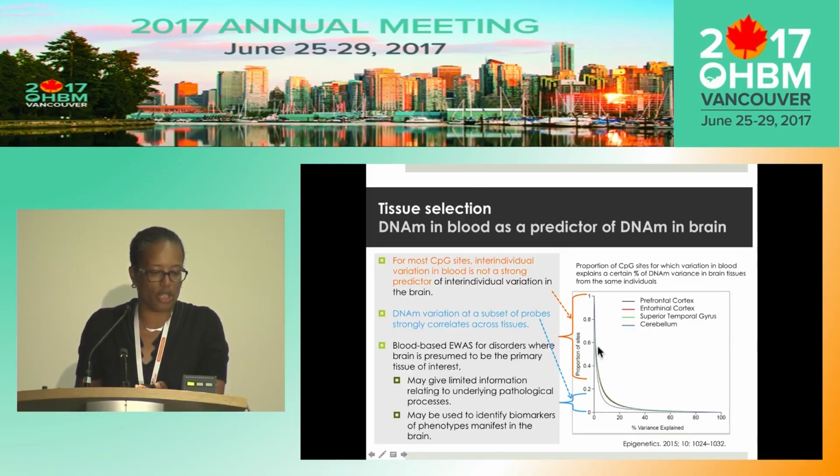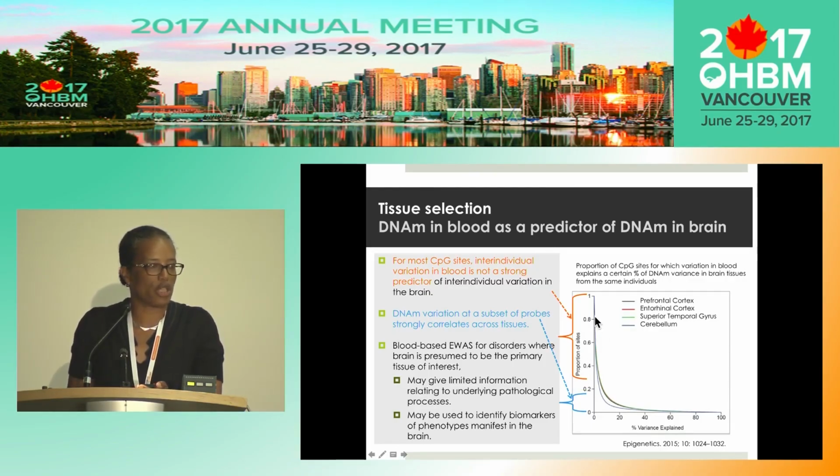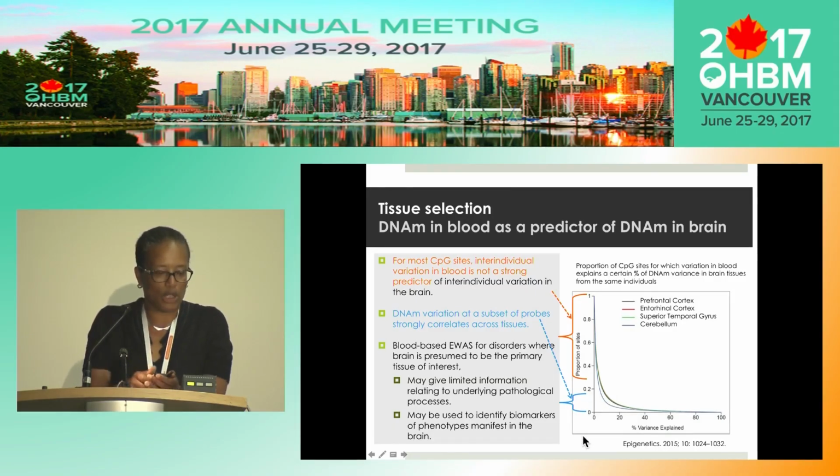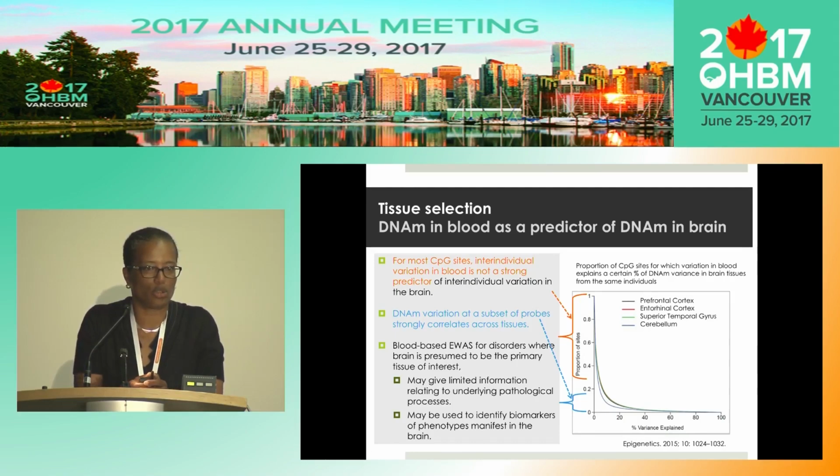So only a small percentage of CpG sites showed high covariation between blood and brain. But still, there existed a certain subset of CpG sites in the genome where there was good covariation of DNA methylation between blood and brain. So that shows that it is possible to use blood as a source of tissue for EWAS studies, but you have to be aware that this might give you only limited information regarding the underlying biological or pathological process.